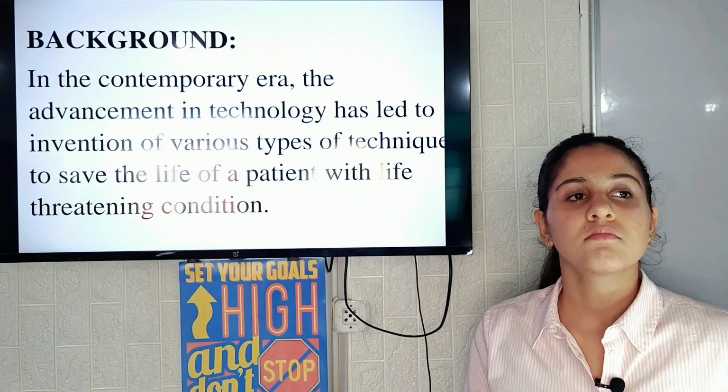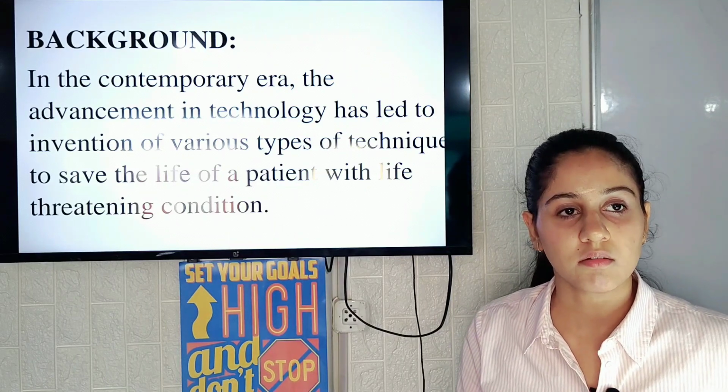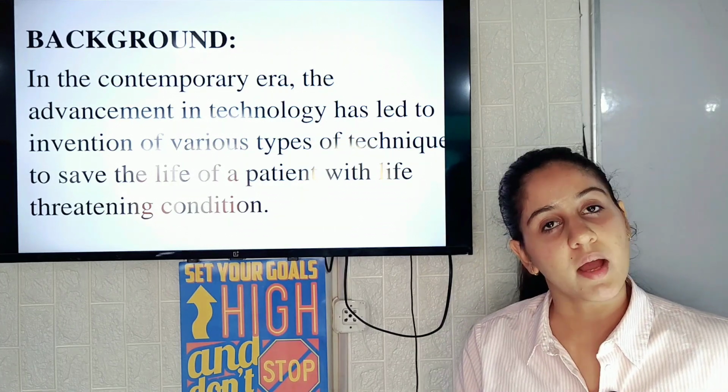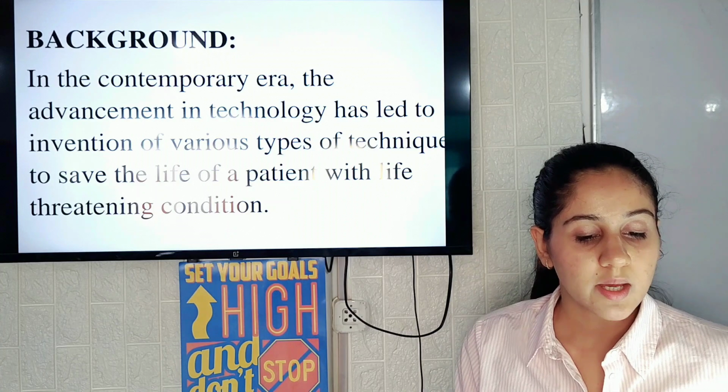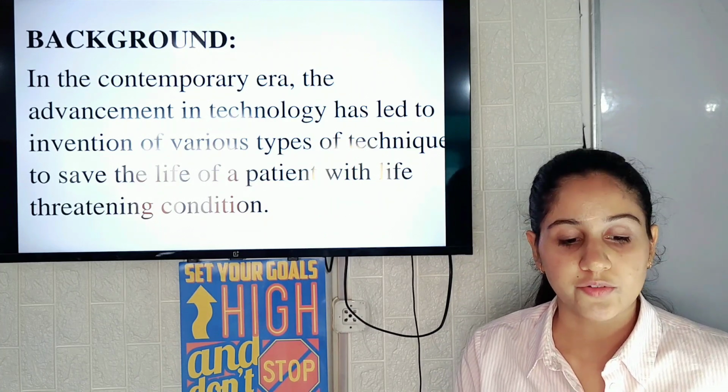So background is like whatever the topic of the essay is, a general statement or hook statement to attract the attention of the examiner is the background statement. So in the contemporary era, contemporary means modern. So modern world, modern era.